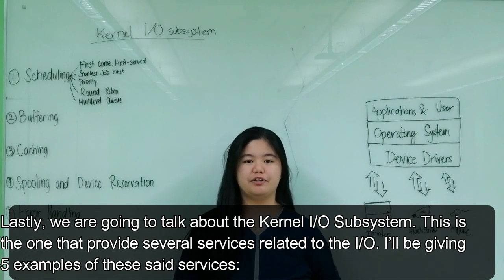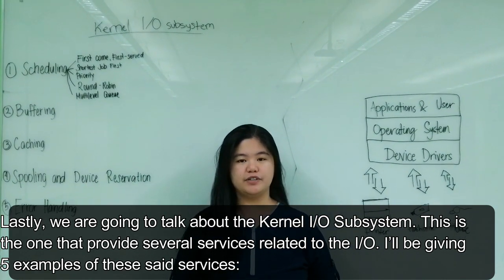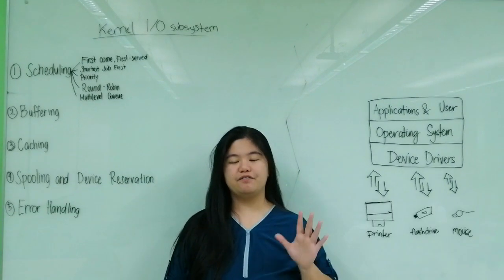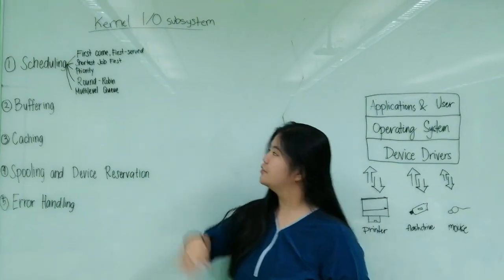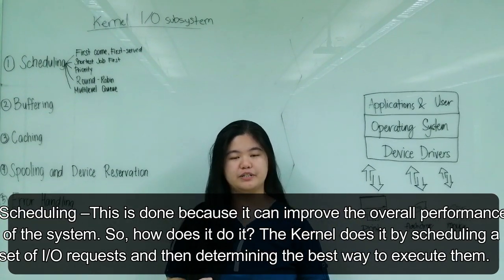So lastly, we're going to be talking about the kernel I/O subsystem. This is the one that provides several services that relate to I/O. I'll be giving 5 examples of these services. The first one is scheduling. This is done because it can improve the overall performance of a system.